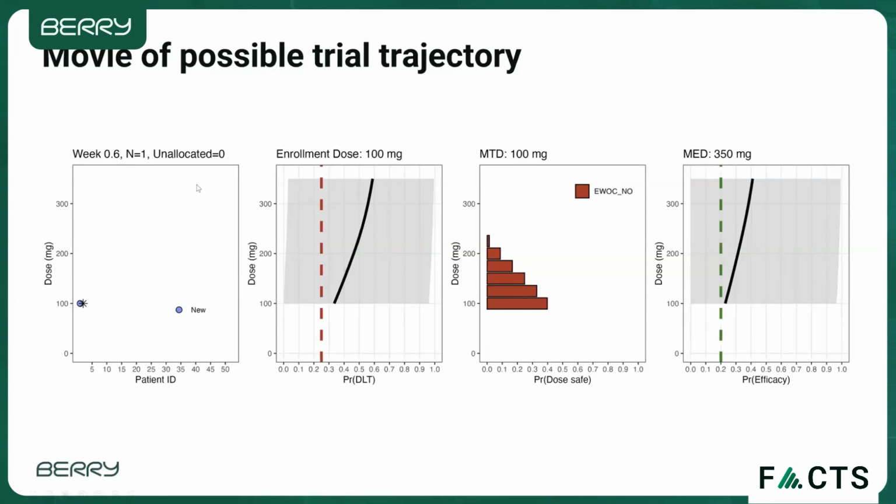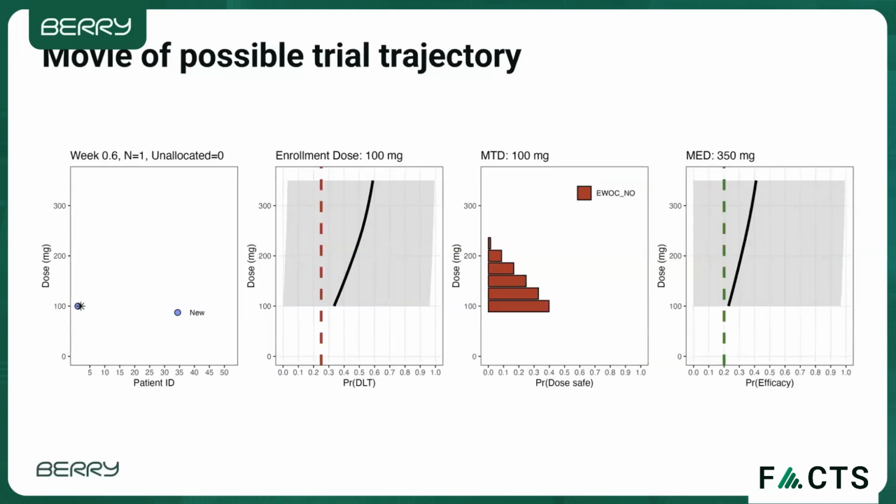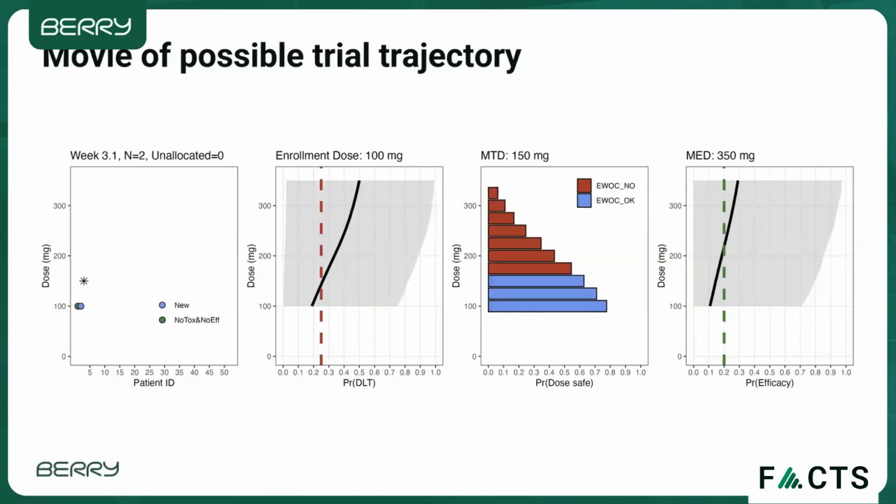So let's go through this. It's going to play as a movie, and I'm sort of going to narrate through this as different things are happening. So the first patient arrives. We assign this patient to 100 milligrams. By the time the second patient arrives, the first one already had their outcomes observed. So they're a green dot. They didn't have a toxicity and no efficacy as well. And as a result of that, the NTD estimate changed.